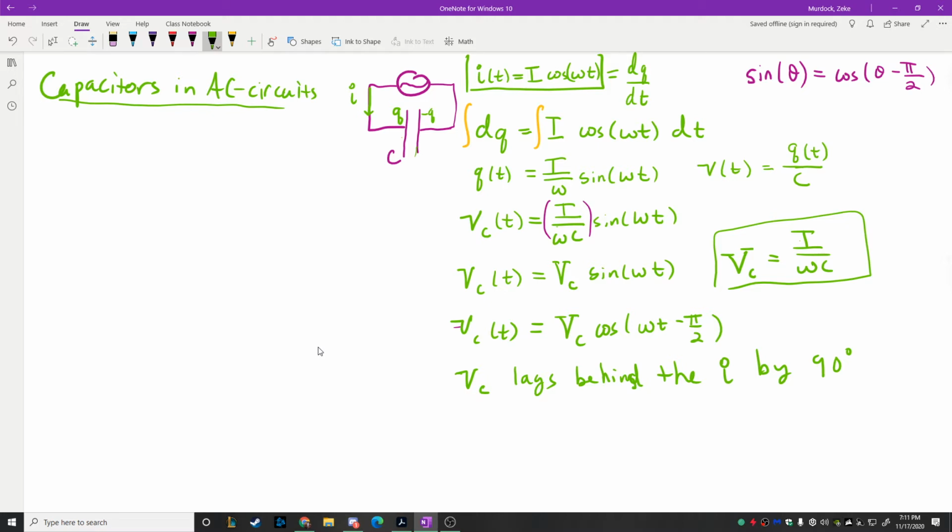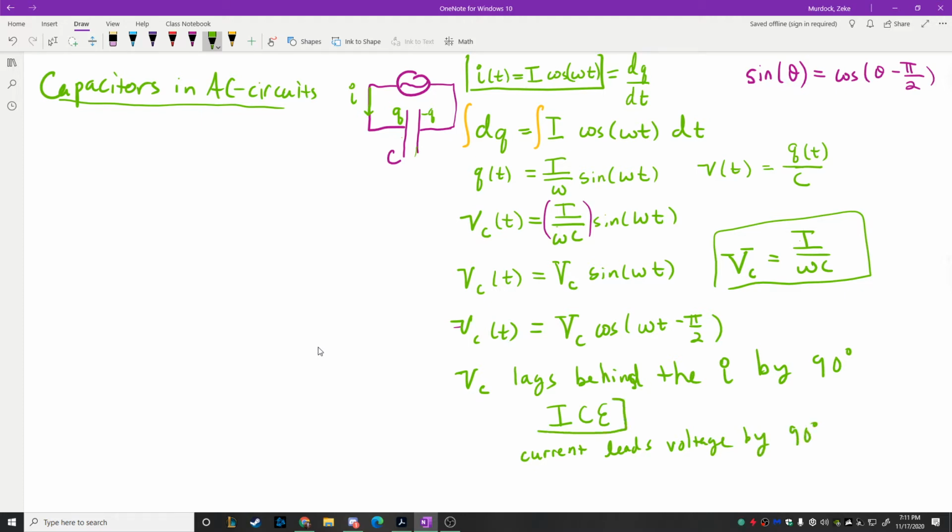And the mnemonic for this is ICE, which is where current now leads voltage, or leads the EMF, whatever you want to call it.